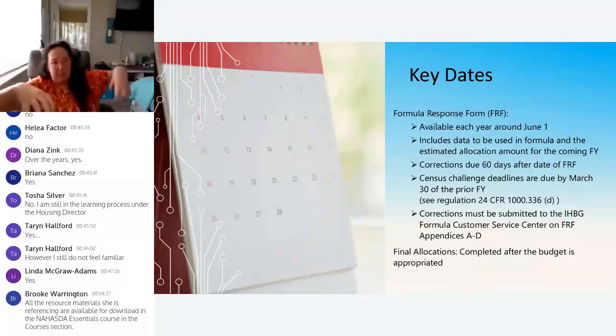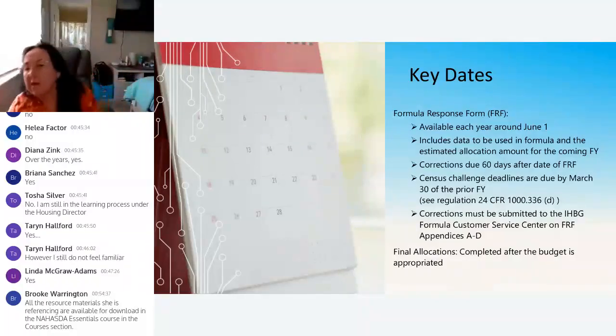Okay. So the regulations about that are at 1000.336. Our corrections have to be submitted to the Block Grant Formula Customer Service Center on the appendices A through D. And that's what I was referring to earlier when I was speaking to Mr. Google Eye. I hope I'm not mutilating that.